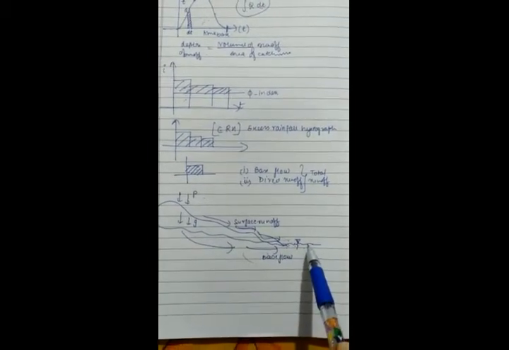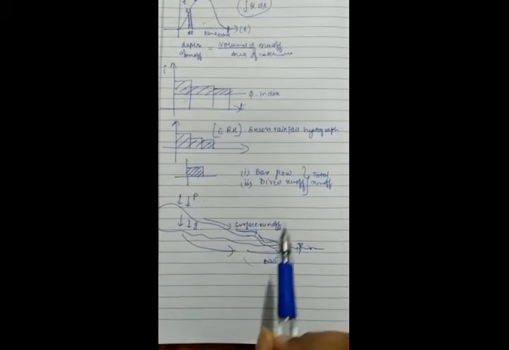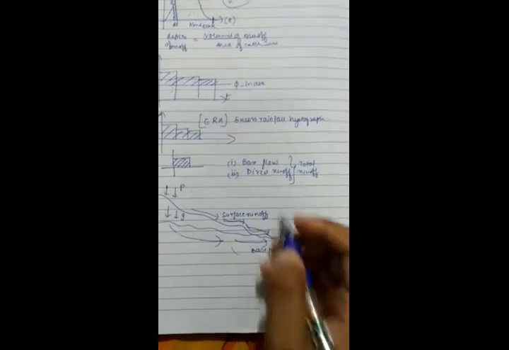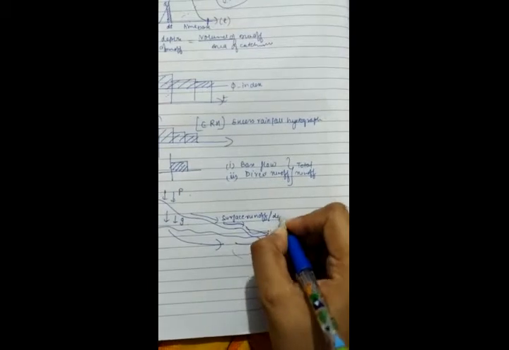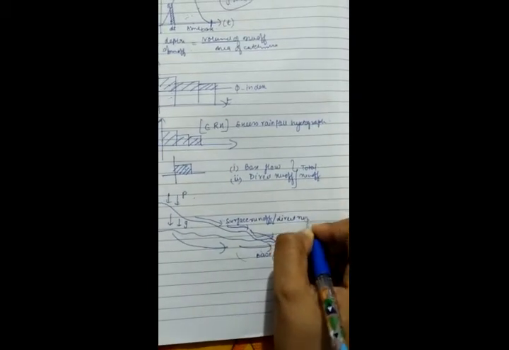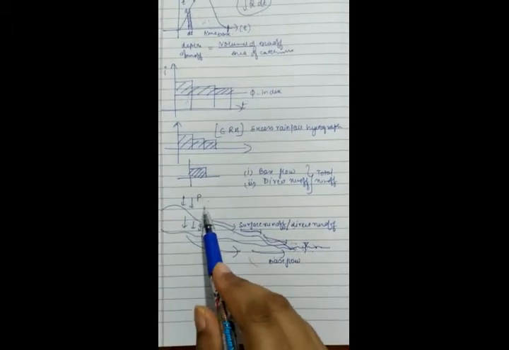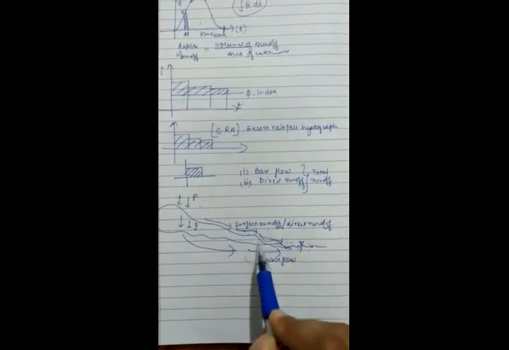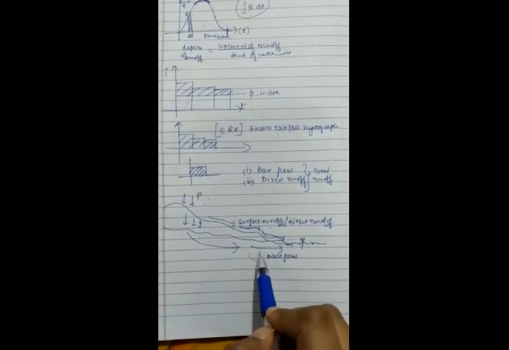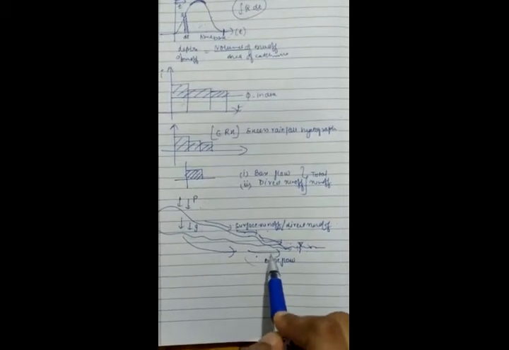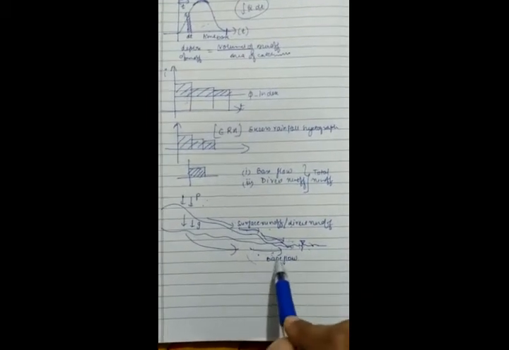Whereas this water which is flowing over the land and then reaching the outlet, that is called overland flow or surface runoff, or it is also called direct runoff. So why direct? Because it is the direct response of the catchment to rainfall, an immediate response. This one, it will take a lot of time.